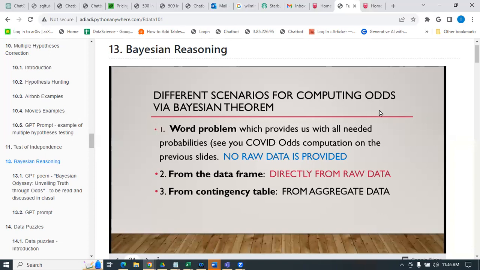Another one is where all the data is in front of you. That's more modern and related to data science: you compute it from the data frame, directly from the raw data. That's what we are doing in the active textbook. We have a bunch of data sets, and we're just doing these calculations on our data sets. Finally, the last one is doing it from a contingency table, from aggregate data. So let's discuss how we do the calculation from the data frame.